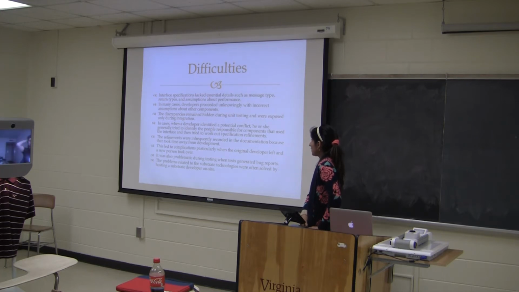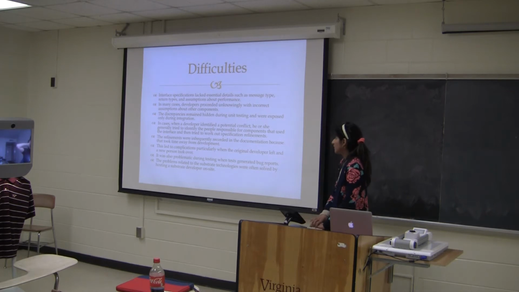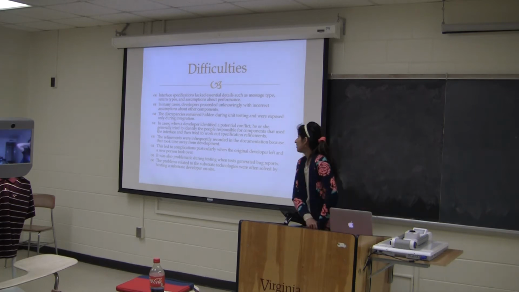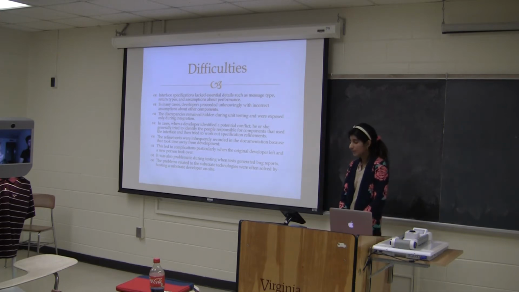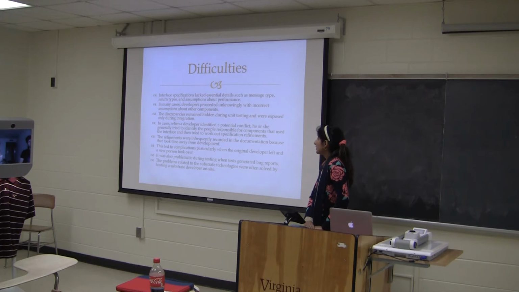The discrepancies remained hidden during unit testing, but were only revealed during the integration phase in the end. When a developer identified a conflict, he tried to identify the people responsible for the components that use the interface, and then tried to work out specification refinements. And the refinements were infrequently recorded in the documentation because that took time away from development. So basically, when there were disagreements between different parts of the code, the refinements were infrequently recorded in the documentation.